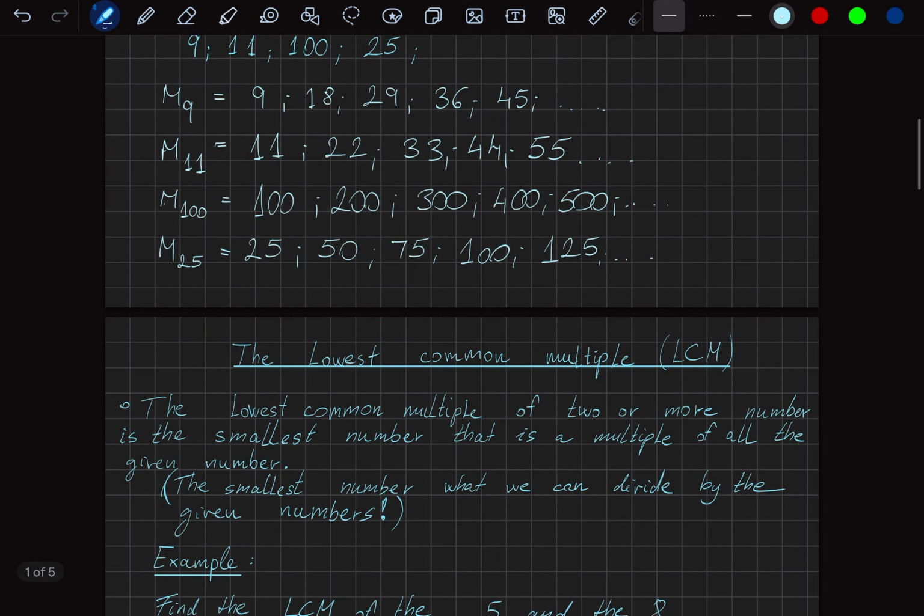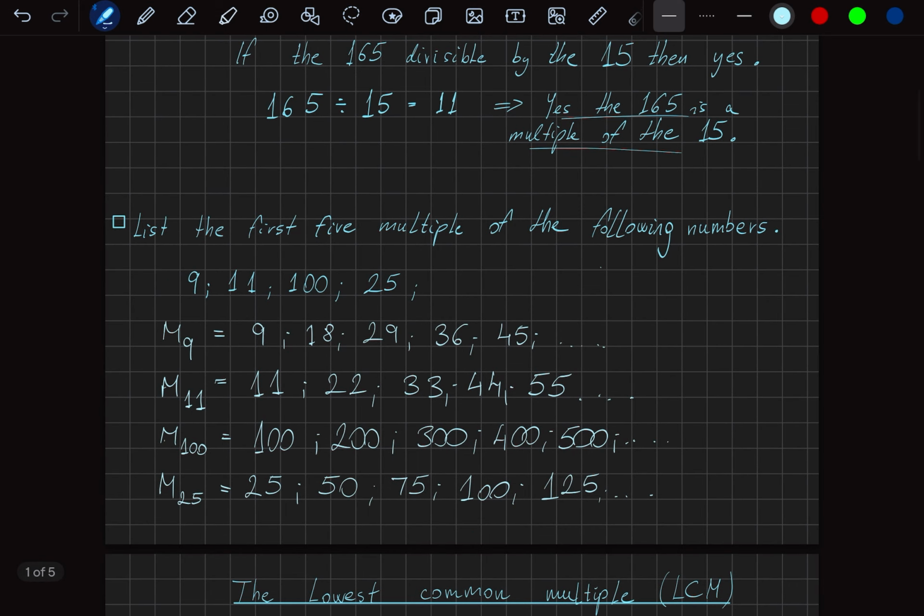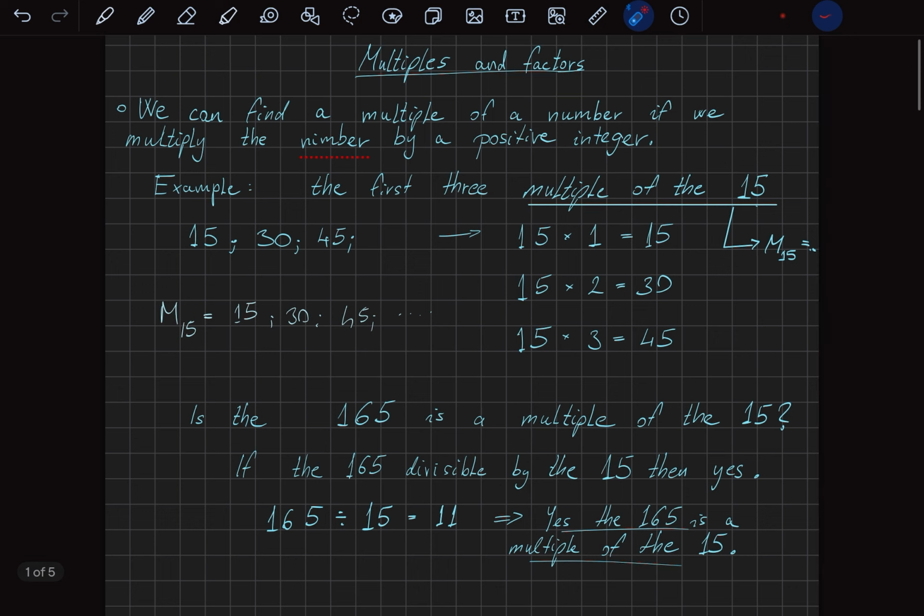The lowest common multiple. The lowest common multiple of 2 or more numbers is the smallest number that is a multiple of all the given numbers, or the smallest number that we can divide by the given numbers. Also, a little extra information: 0 will not be a common multiple. A multiple is made by multiplying the number by a positive integer, and 0 is not positive or negative.